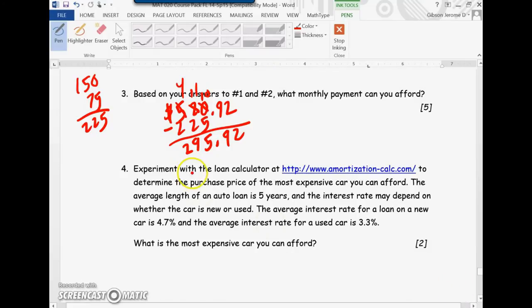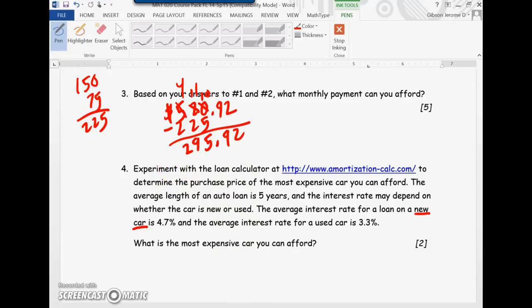Okay, now it says experiment with the loan calculator. Now you can still use that mortgage calculator that I showed you on bankrate.com. Now here's the thing. You have to determine if you're going to get a new car or a used car. And you need to underline which one you're going to get so I would know what interest rate you're using. So let's say I want a new car. So then what I would do is this here.